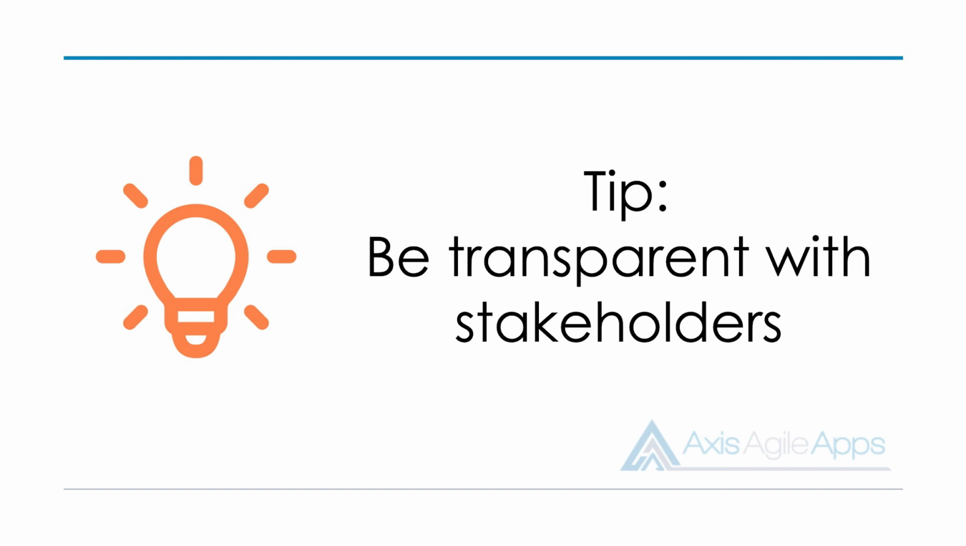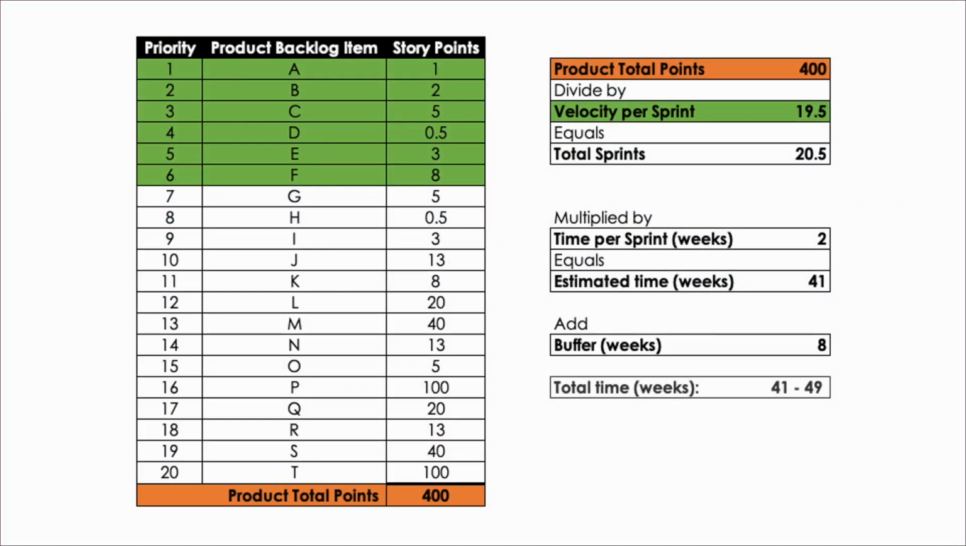And let them know that that buffer may change over time, may be adjusted. So what you can do then is look at my total time here. I've said that this product backlog will be delivered between 41 to 49 weeks. So what you can do then is communicate a range of time to your stakeholders, a range within which the product backlog will be delivered by. And this gives us a bit of flexibility. Things change over time. They're not going to be overly upset because, again, I've set their expectations from the beginning.